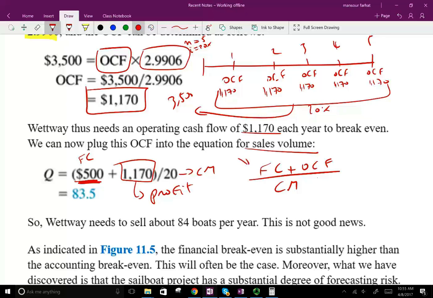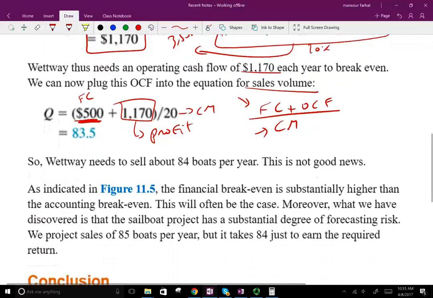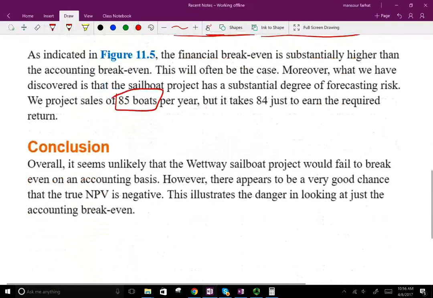So it's your fixed cost plus your operating cash flow, divided by the contribution margin. Okay, so we need to sell approximately 84 boats. Now this is not good news, because remember, we project to sell how many boats? 85. And what we're saying is 84 is the financial break-even point. So if we make any mistakes, especially if we sell less, financially we're not going to break even. Okay, so this gives us 3 break-even points: a cash break-even point, an accounting break-even point, and a financial break-even point.